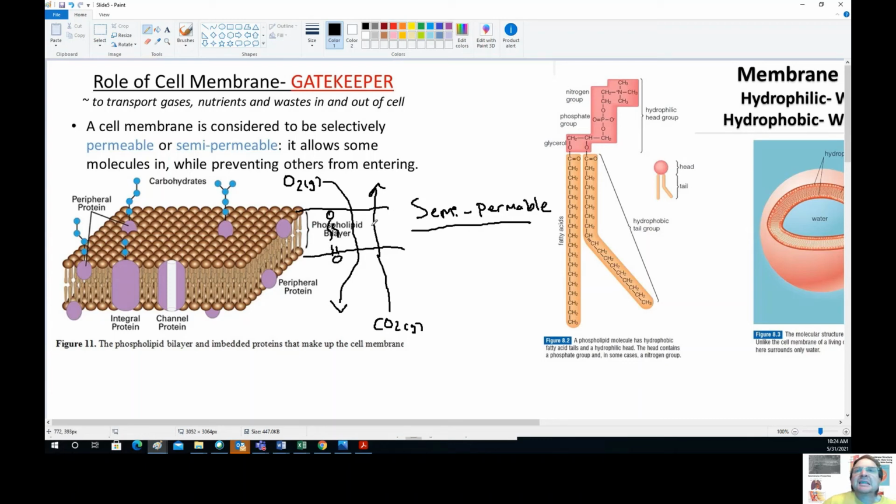Water does not come in as easy. Water just seeps in through osmosis. Again, it'll go from an area of high concentration to low, so it will diffuse. So that's just a fancy word for water diffusion, osmosis. But many things need to come in through channels or pumps. We don't have a picture of a pump right here.